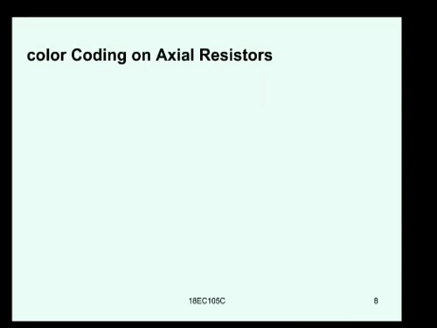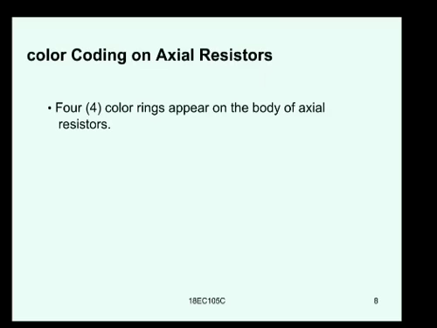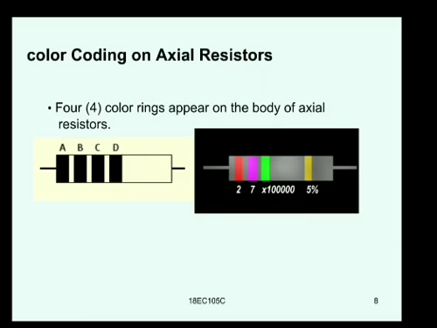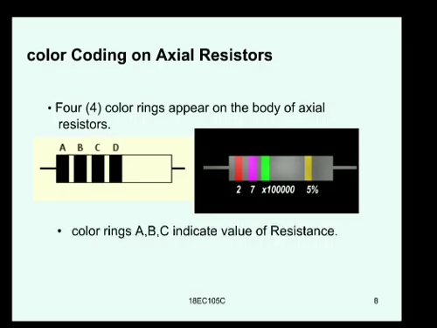Color coding of axial resistors. Four colorings appear on the body of the axial resistors. The rings are A, B, C, D. They will be painted on the resistors like this, on the circumference of the component. Colorings A, B, C indicate the value of the resistance, and the fourth one, that is D, will indicate the tolerance value of the component.